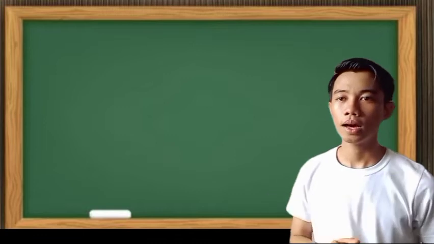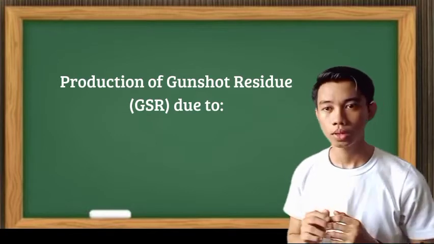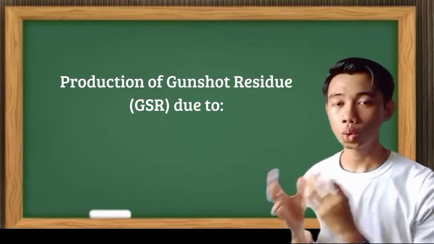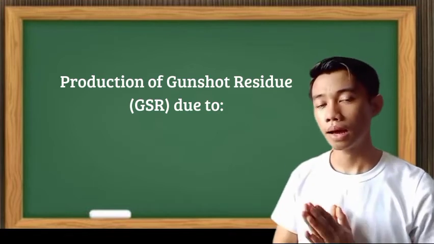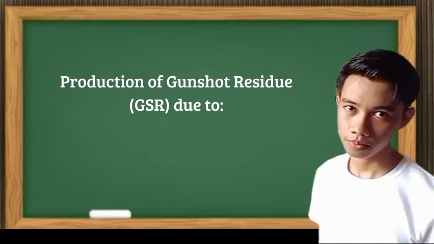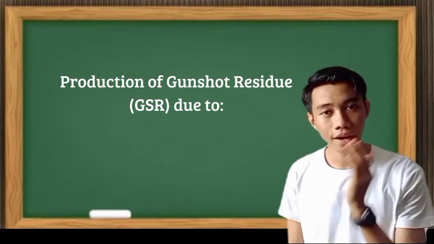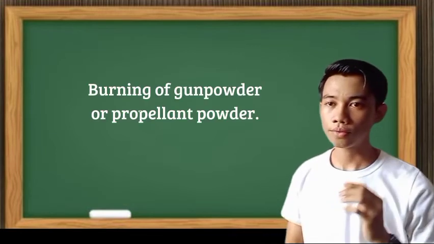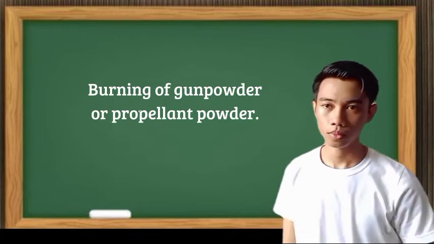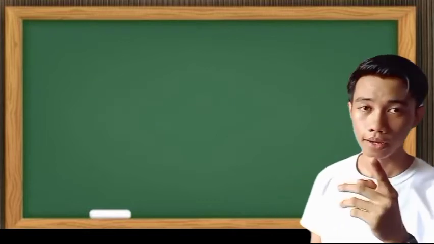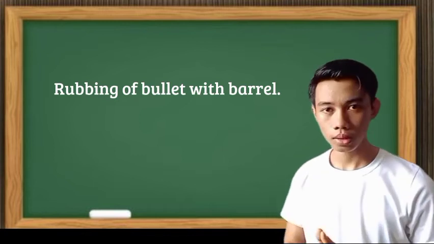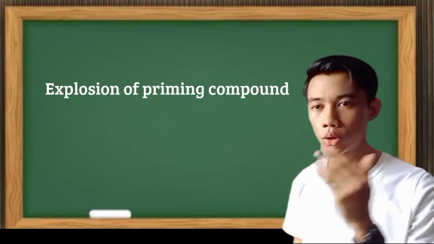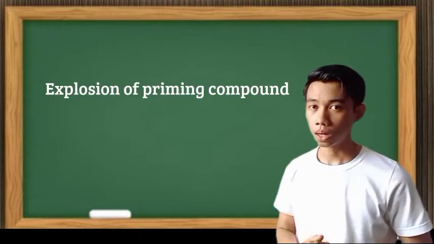So next naman ay yung production ng gunshot residue. So saan nga ba nagmula ang mga gunshot residue na kinukuha o pinagbabatayan ng pag-aaral ng ating mga forensic expert? Yung GSR o yung gunshot residue is due to the following. First, burning of powder or the propellant powder. Second, the rubbing of bullet with barrel. Third is yung explosion of the priming compound.